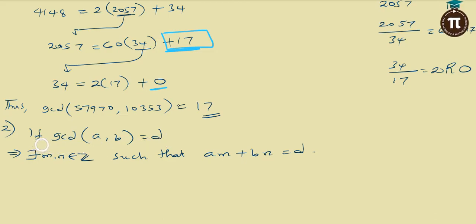In fact, some textbooks use this as a definition of the greatest common divisor, while some use it as a theorem. So if you take any two numbers and the greatest common divisor is D, you can find two integers such that AM plus BN will be equal to that greatest common divisor. That is what they want us to do in that second example.